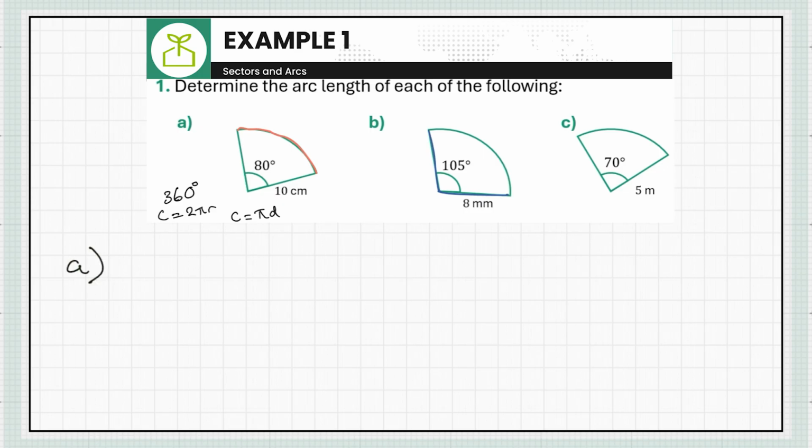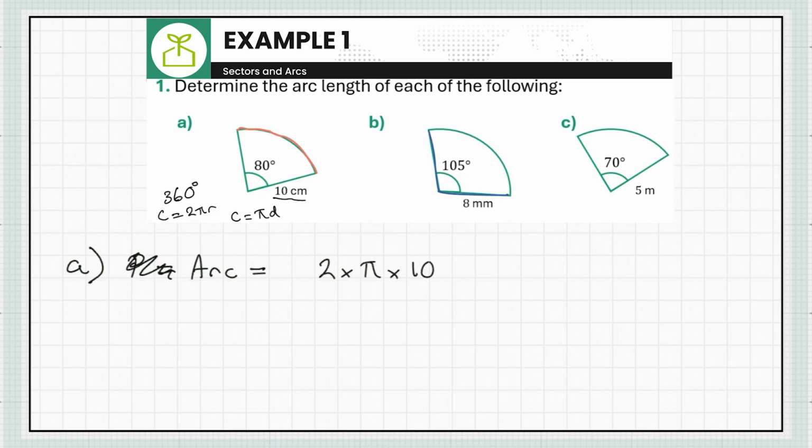So if we look at our first one, imagine that this is an entire circle. To determine the entire circle's circumference, what we would do is take the radius, which is 10, and multiply it by 2 pi. So let's say arc length, just arc. Arc is going to be equal to 2 multiplied by pi multiplied by our radius, which is 10.